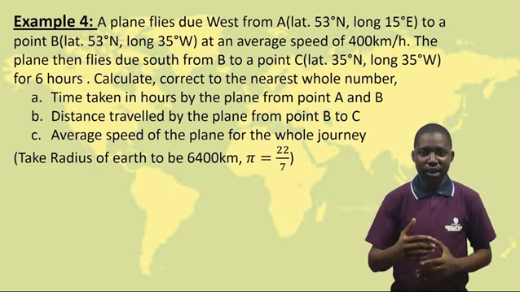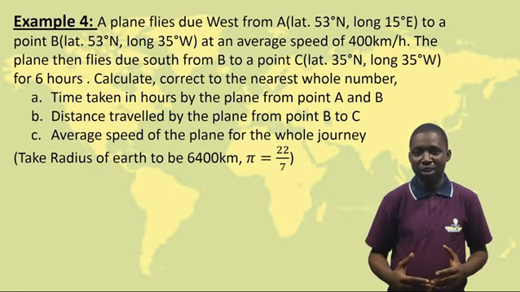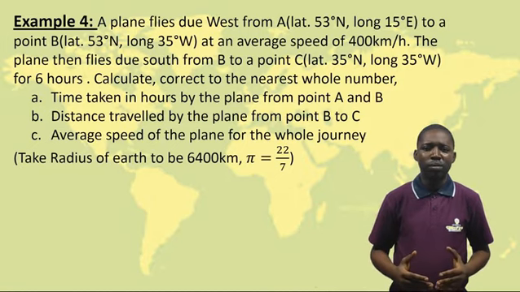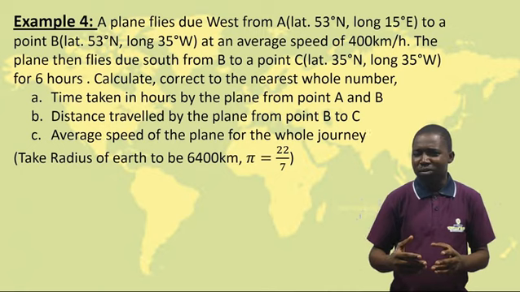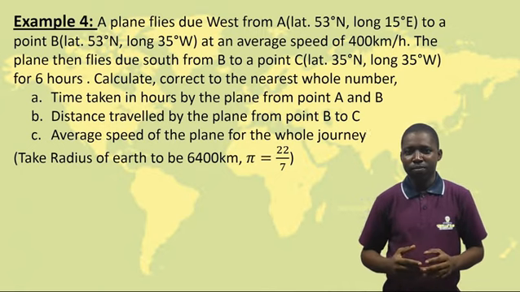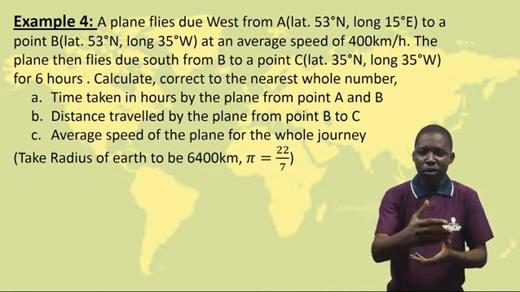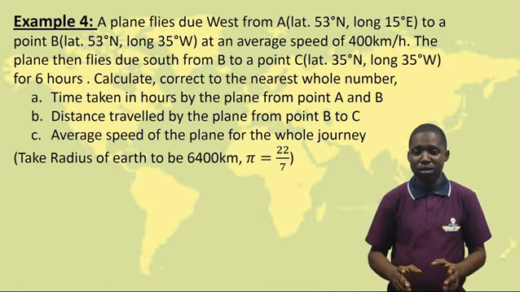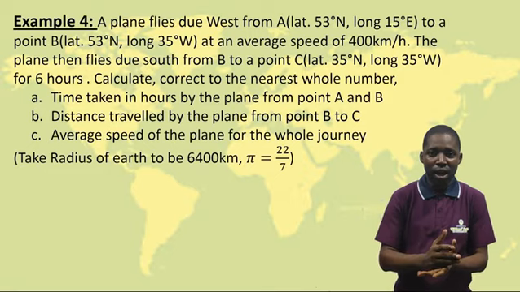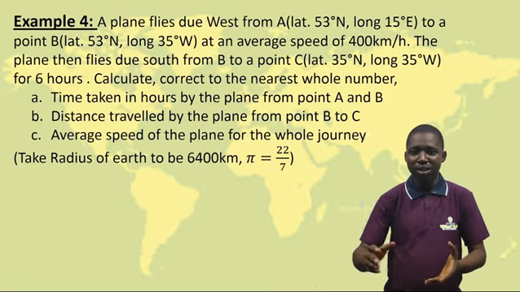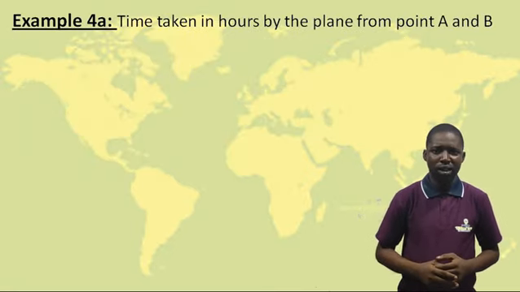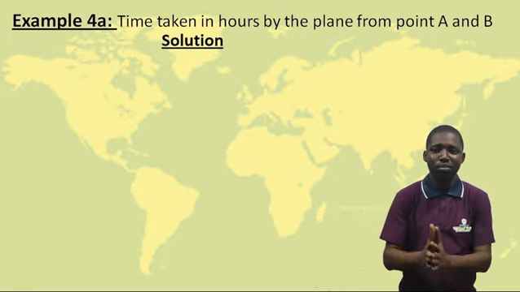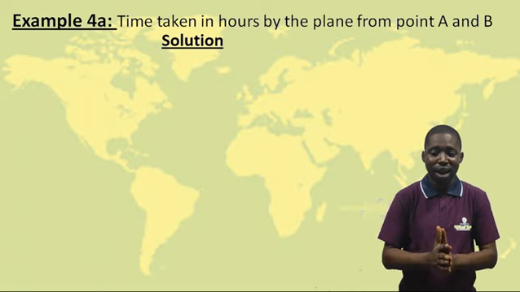Now we have example 4, which will happen to be the last example for this lesson. Now this example will also tell us that we need either common longitude or common latitude. In this example, we have 3 points, just like point A to B and then to C. Let's start with the first part of the example, which is relating points A and B. We are asked to get the time.